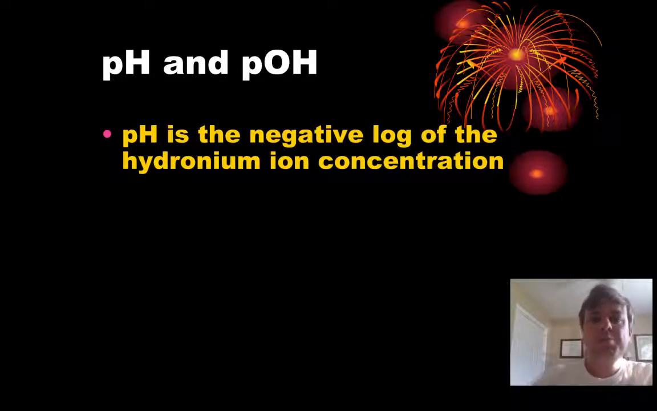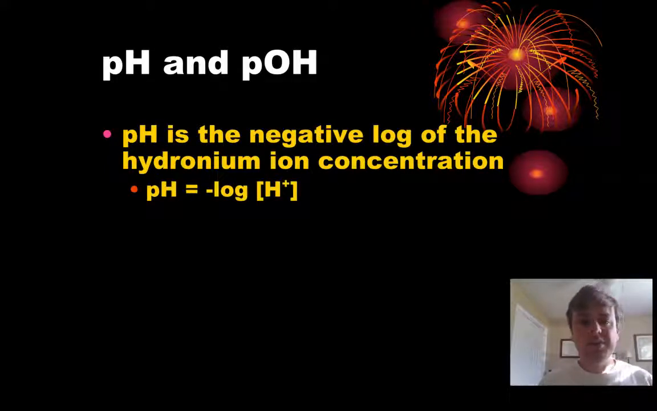Greetings, chemistry students. Today we're going to be talking about the concept of pH and its close cousin yet opposite, pOH. Now, pH is the negative logarithm of the hydronium ion concentration. I know that sounds like a lot of complicated words, but this is actually some of the simplest math you'll ever do. So, this is the formula.